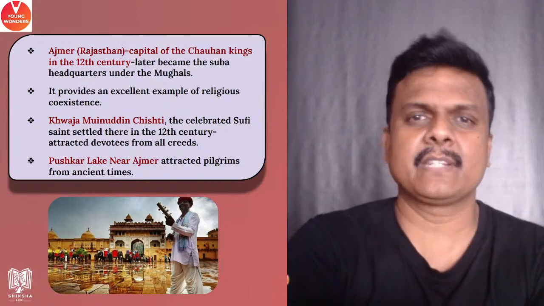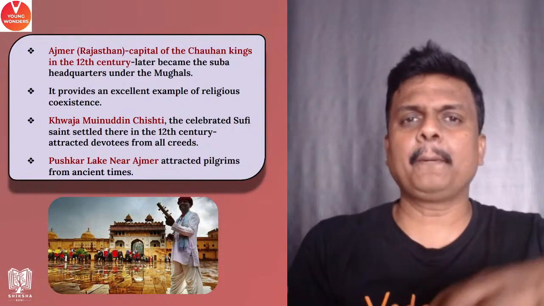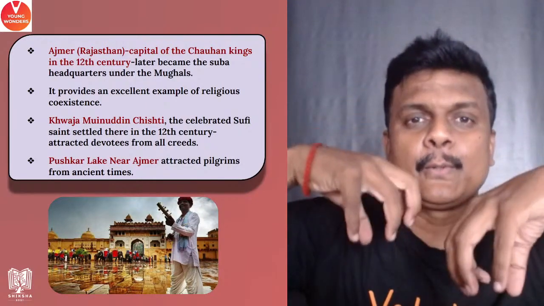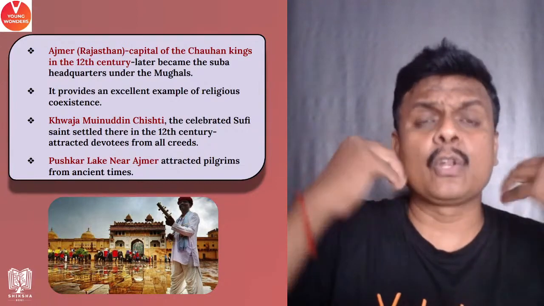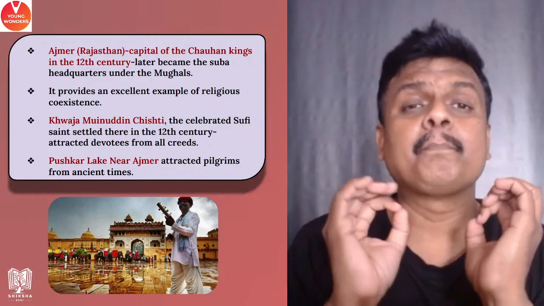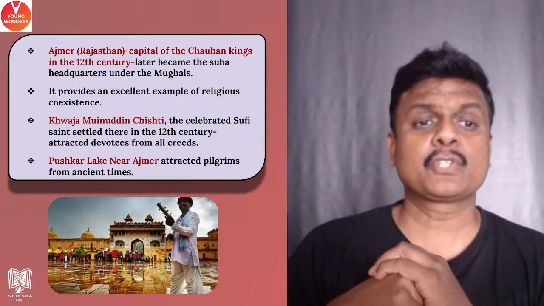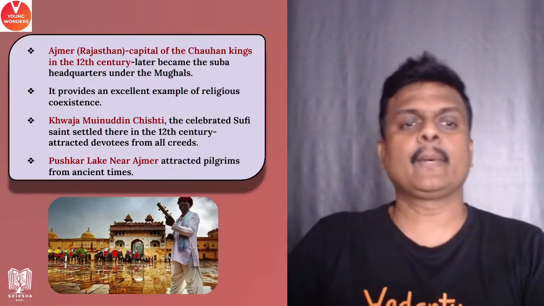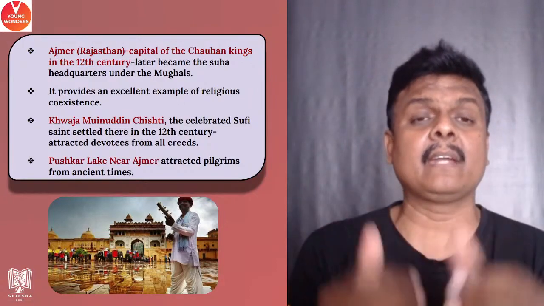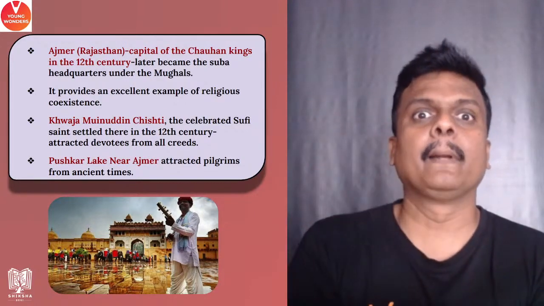Ajmer, capital of the Chauhans, typically in Rajasthan. It became the headquarters under the Mughals. Guys, sometimes you will see Hindu rulers, and the same place will have rulers from other religions also. So these temple towns were also excellent examples of religious coexistence. Hindus were there, Muslims were there, they were living in peace and harmony. Khwaja Muinuddin Chishti was a Sufi saint. He settled in Ajmer in the 12th century. Because of that, a lot of devotees from across all creeds started coming and visiting the place. Pushkar Lake was also there, which attracted pilgrims.